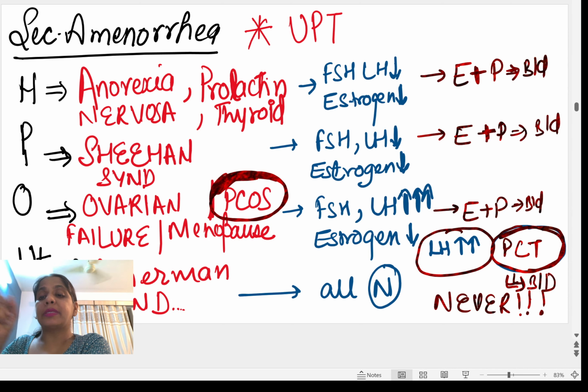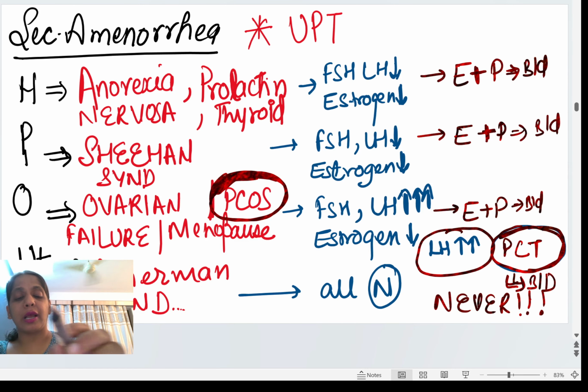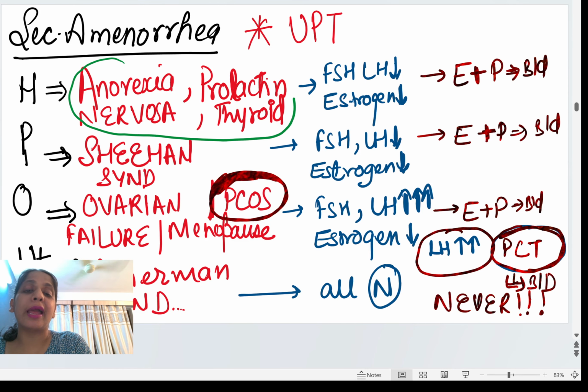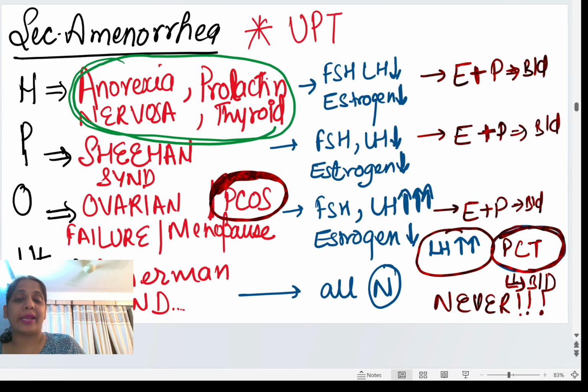Hyperprolactinemia also suppresses gonadotropin releasing hormone from the hypothalamus. In a similar way, thyroid hormones also influence the gonadotropins. So these are the three reasons in which the hypothalamus can be affected and there can be secondary amenorrhea: anorexia nervosa, prolactin, and thyroid. In all of these conditions the hypothalamus gets affected, there is a decrease in gonadotropin releasing hormone and a decrease in estrogen, and the patient suffers from amenorrhea.